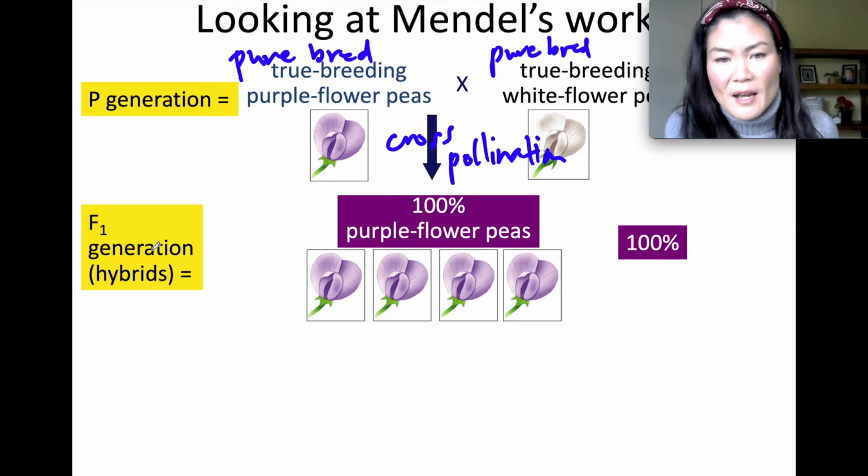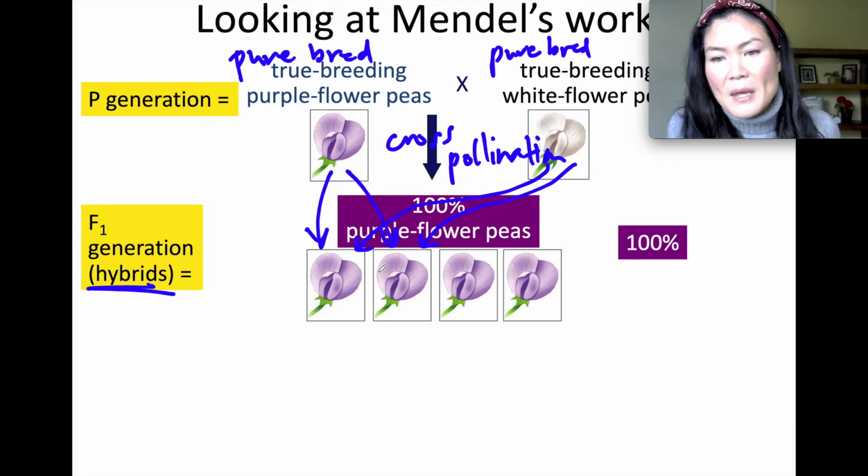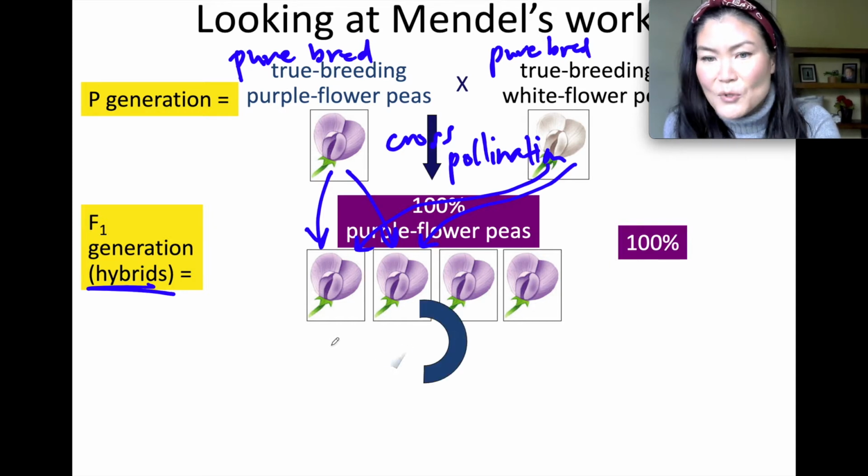And he called them the hybrids. Why are they hybrids? Because each one, the offspring, has a purple gene and then they have a white gene. They're not mixing colors, but they're all purple, but they have the white gene in their genome, okay? All right, next what he did was he allowed the F1 generation to self-pollinate, and sweet pea plants are able to self-pollinate.